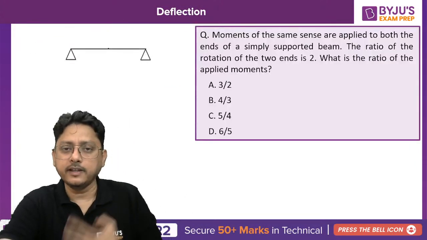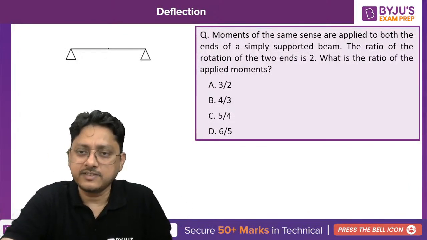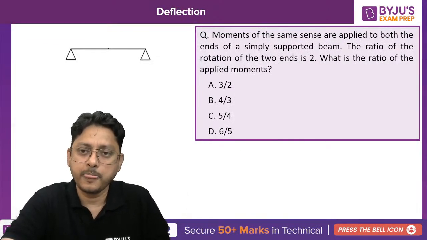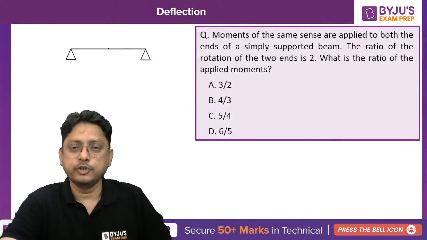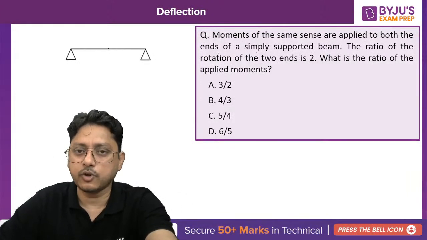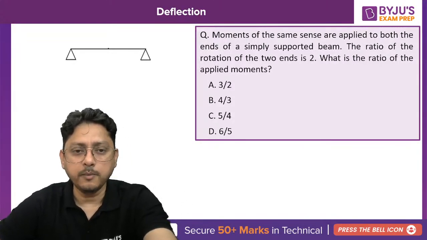Now suppose you have another problem. Here I am asking: moments of the same sense are applied to both the ends of a simply supported beam. The ratio of the rotation of the two ends is 2. What is the ratio of the applied moments? Can you do this problem?